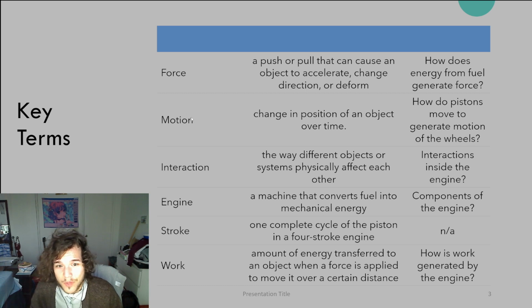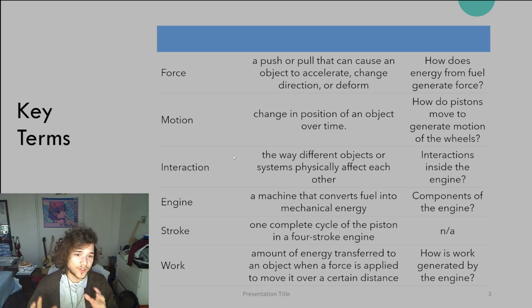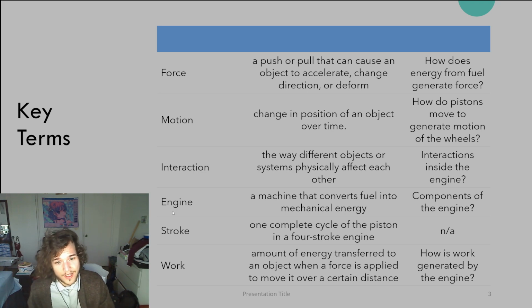So force means this. Motion means a change in position of an object over time. An interaction is the way that different objects or systems physically affect each other. An engine is just a machine that converts fuel into mechanical energy. Stroke is one complete cycle of the piston in a four-stroke engine. We'll see how that happens, but just know that a stroke is one cycle of the piston.